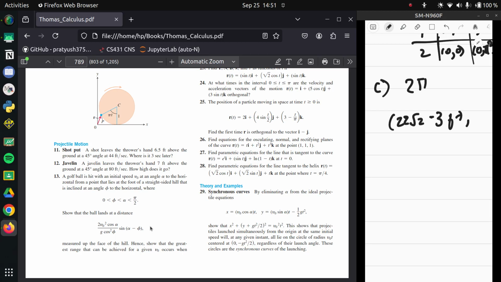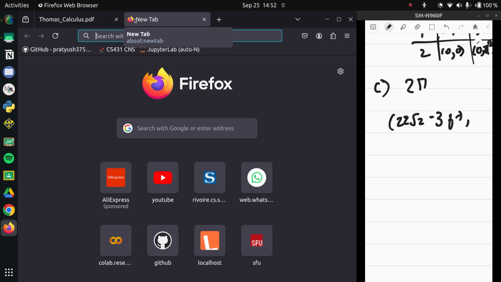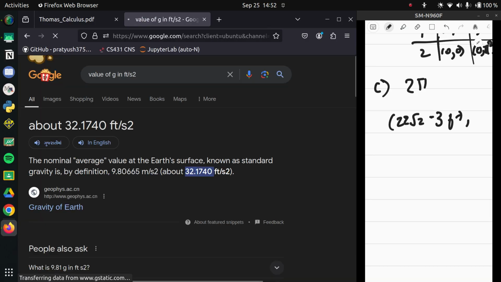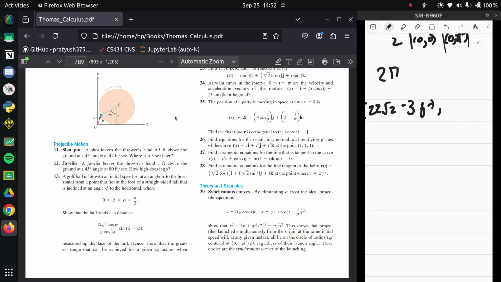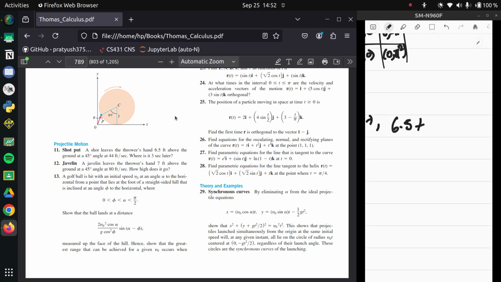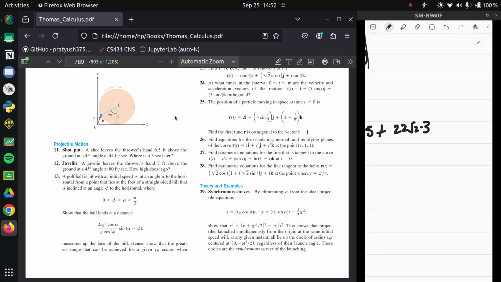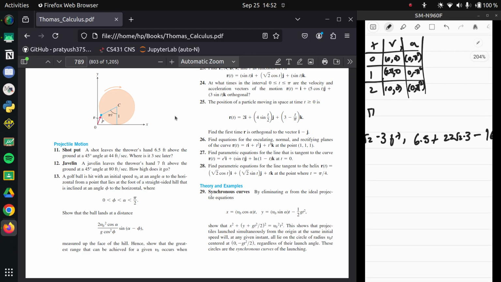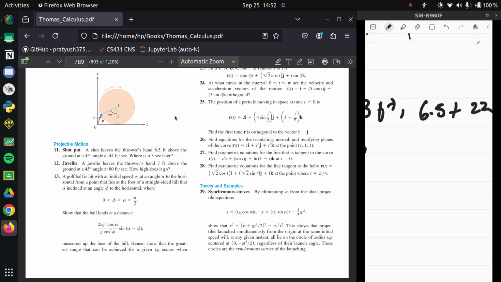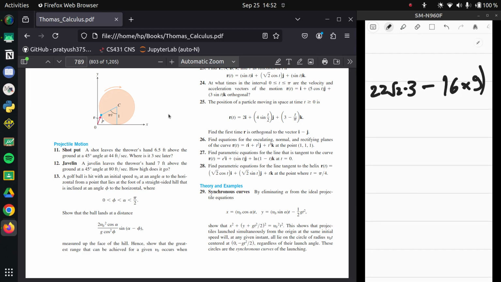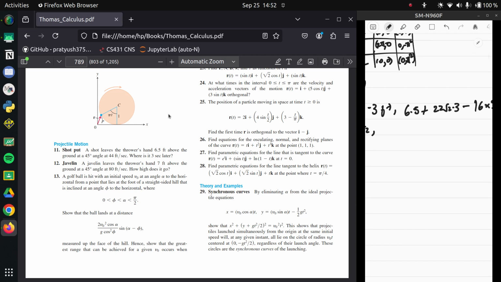So what is g in feet per second squared? I think it was 32, right? Yes, if I'm not mistaken. So g in feet per second squared is 32. So the x coordinate is 22 square root 2 times 3, and then you want 6.5 plus ut plus half, which is minus g. 32 by 2 is 16, times t square, so 16 times 9. So that's gonna be 66 square root of 2 comma 6.5 minus 16 times 9.